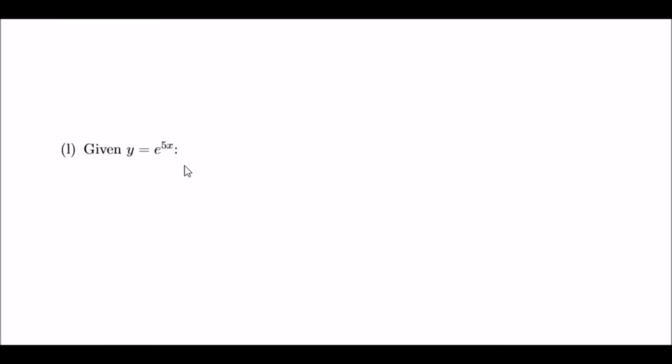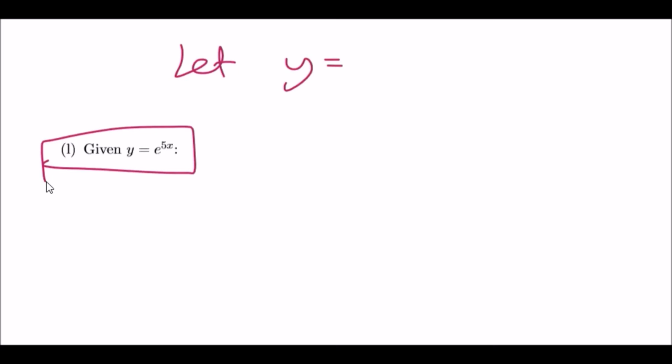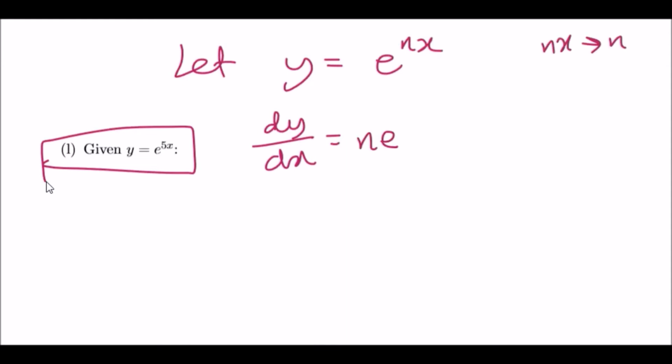So the question is to differentiate this. How do we differentiate an exponential equation? Easy. So let's imagine a typical exponential. Let y equal a general one, let's say e to the power nx, where n is a number. To differentiate this, all you have to do is literally drop the power down. So differentiate nx will just give us n. So drop it down, you get ne, and then you just copy the rest, nx.